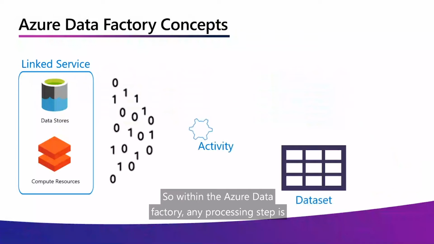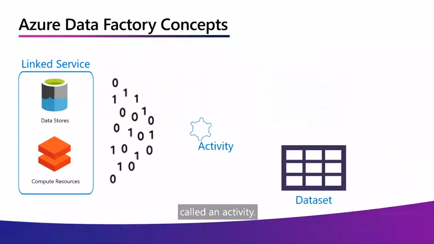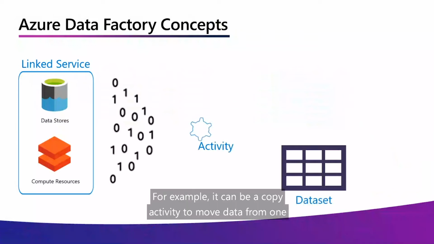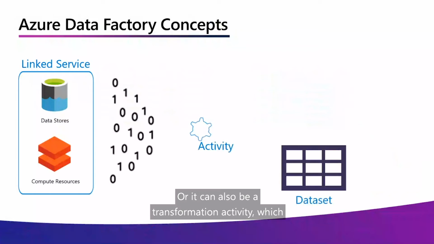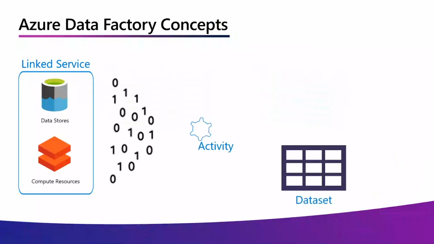So within the Azure Data Factory, any processing step is called an activity. For example, it can be a copy activity to move data from one place to another place, or it can also be a transformation activity, let's say a Hive activity, which runs a Hive query on an external compute resource.